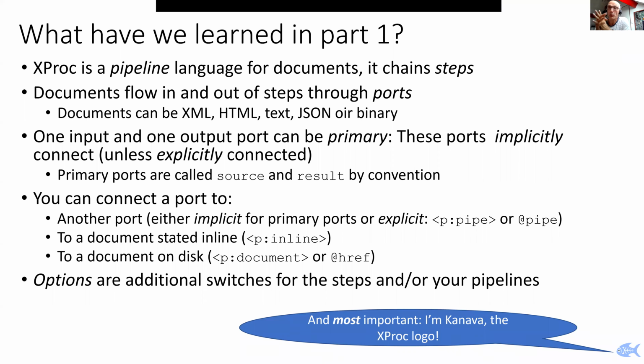If you don't want that, or you have non-primary ports, you can connect the port to another port in the pipeline, to a document on disk, or a document on the web or whatever, or to a document stated inline in the pipeline itself. And there are also options. Options are additional switches for steps and your pipelines.